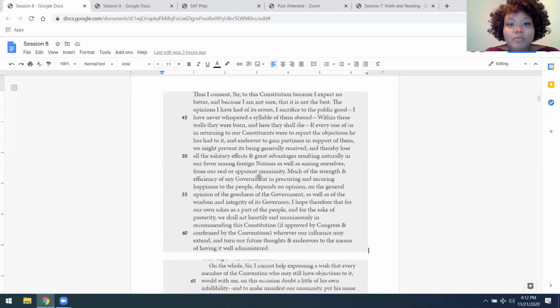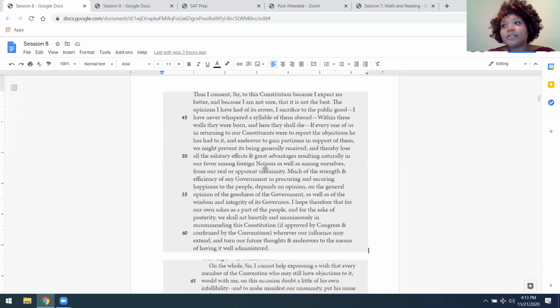So real unanimity means they're actually unanimous. Apparent unanimity means they just appear to be unanimous. So what this line is saying is that they're gaining something from either actually being unanimous or appearing to be unanimous. Because it says up here at line 50, great advantages resulting, and then it has that clause in between, from our real or apparent unanimity.